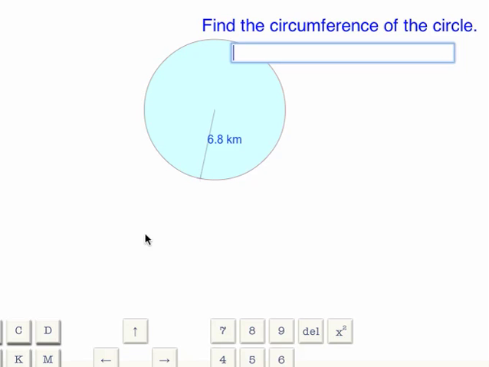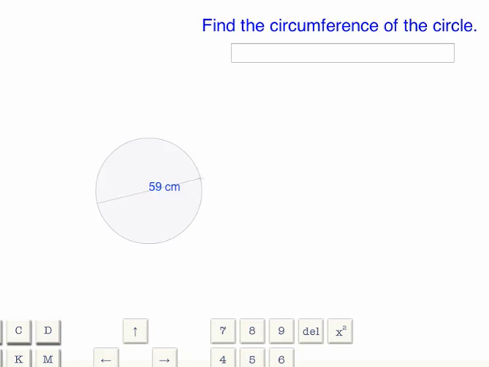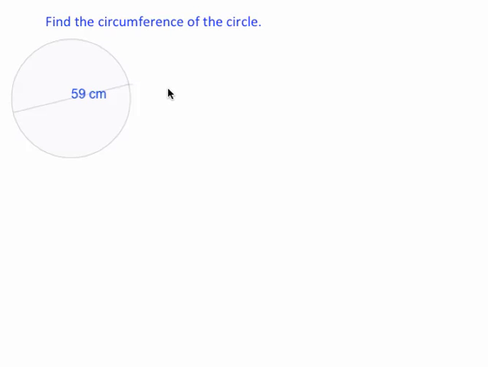Okay, let's do another one. I'm just looking for one that has a diameter this time. Okay, here's a nice one, 59 centimeters. Find the circumference of the circle, and the diameter is 59 centimeters. So, in this case we're given the diameter, so circumference is pi times diameter. I don't need to use circumference as 2 pi r.